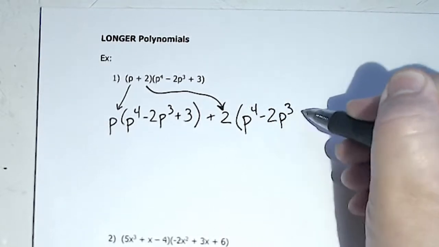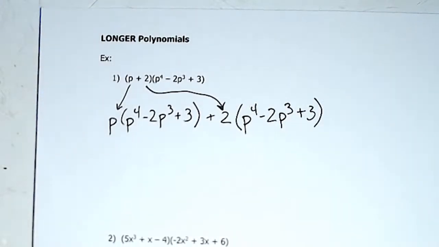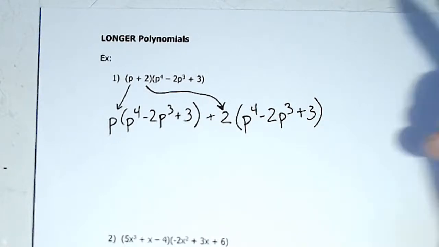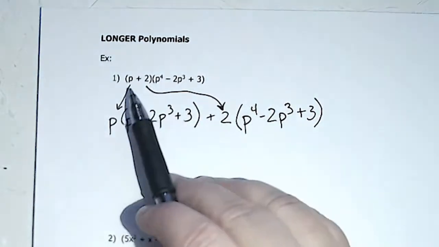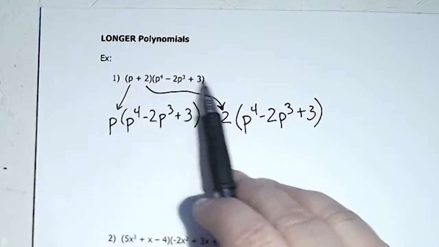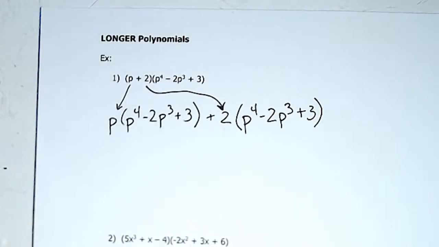And some people are like, why do we have to do this? And the answer is because it's too hard to do if we don't do this. We got to take things one step at a time. Trying to smash this whole p plus 2 in through there, that's not going to work.